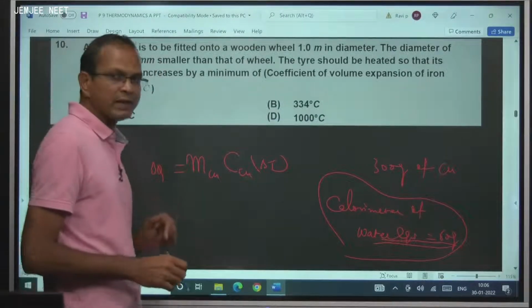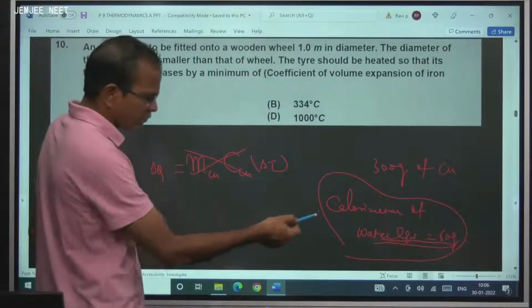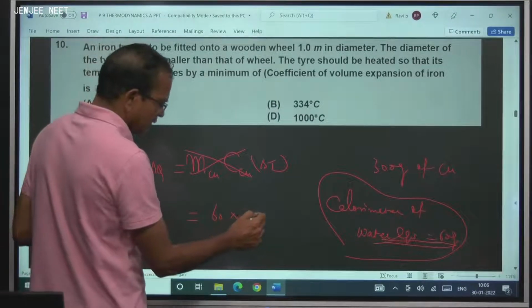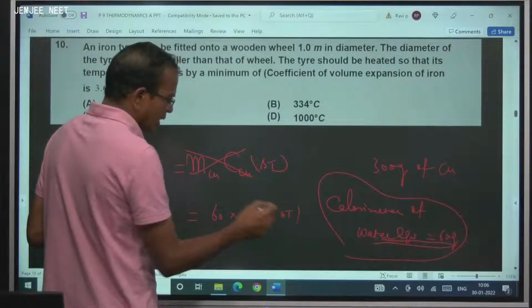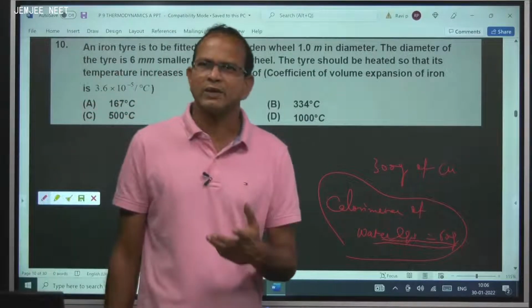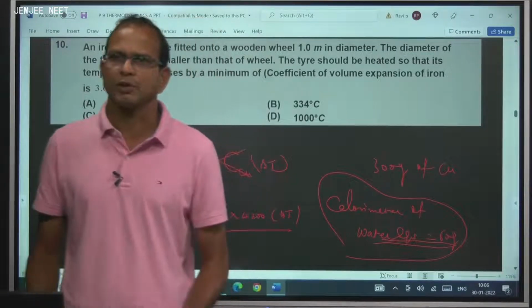But in this case, what did they make you do? They did not let you think about this. They gave you water equivalent. So it is 60, 4200, delta T. Instead of this, you go with this. It is rather easy for us. When they give water equivalent, we find it easy to solve the problem.